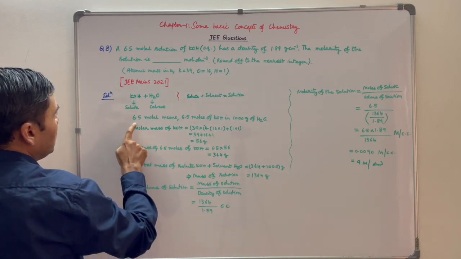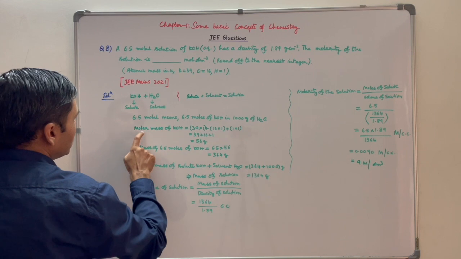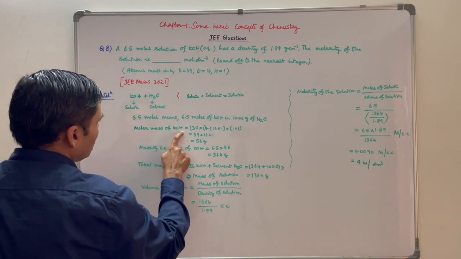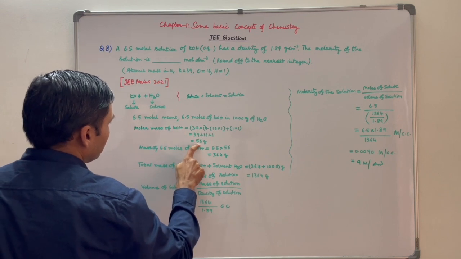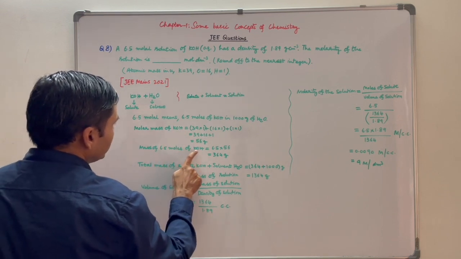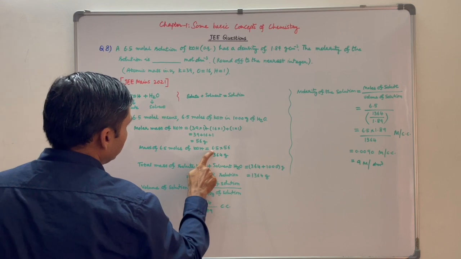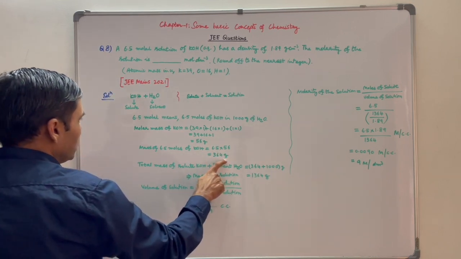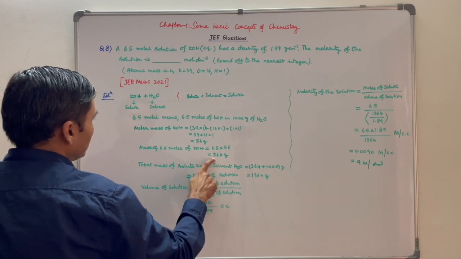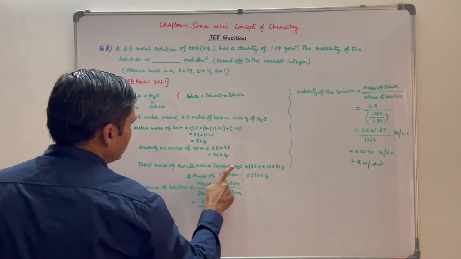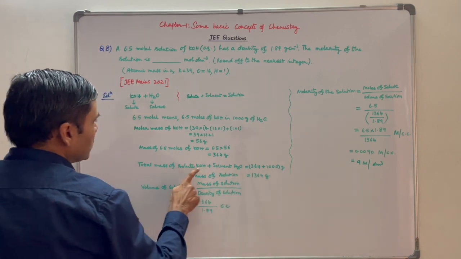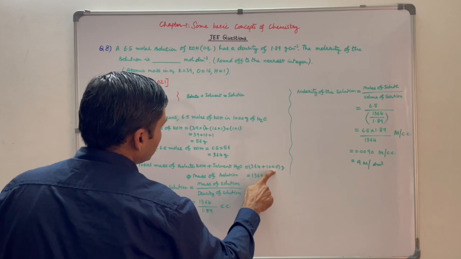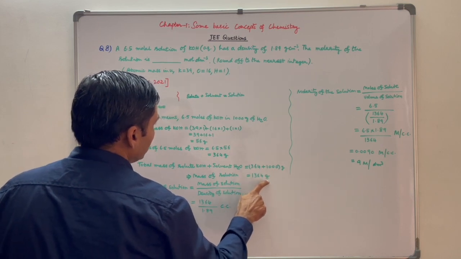So first we will calculate the molar mass of KOH. So molar mass of KOH will be 39 into 1 plus 16 into 1 plus 1 into 1, that is 56 gram. So mass of 6.5 moles of KOH will be 6.5 into 56, that is 364 gram. So in solution, mass of solute is 364 gram and mass of solvent is 1000 gram. So total mass of the solution, means solute plus solvent, will be 364 plus 1000, that is 1364 gram.